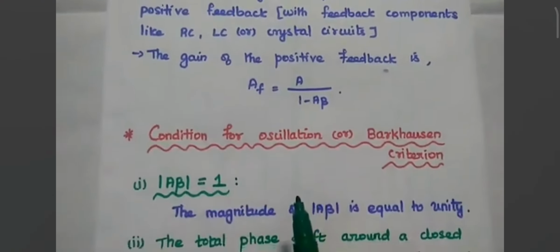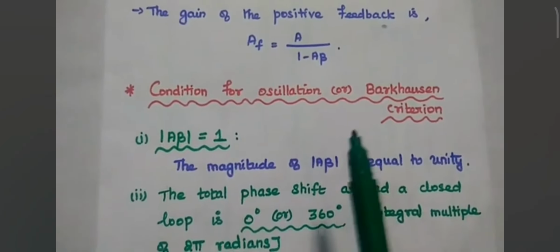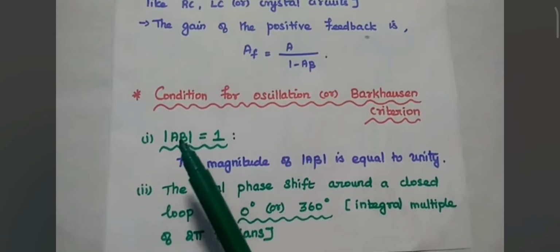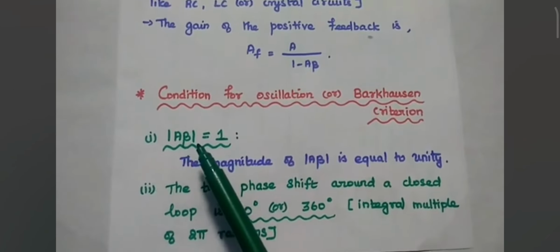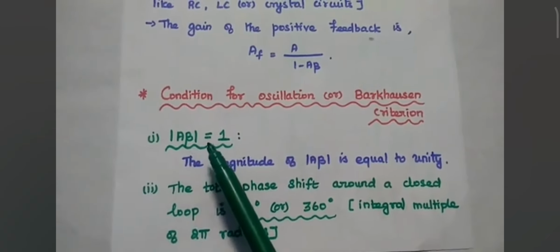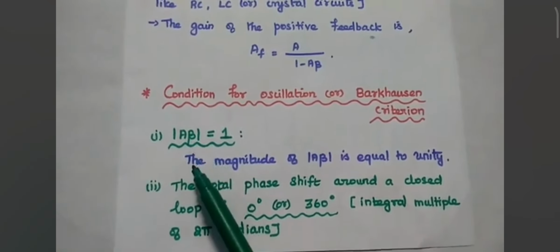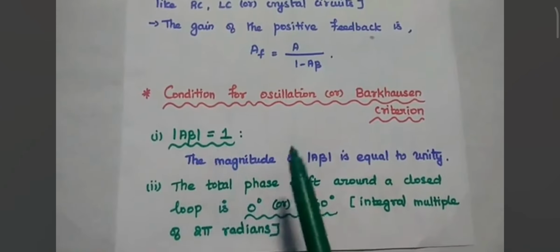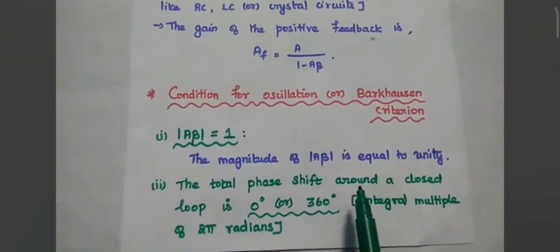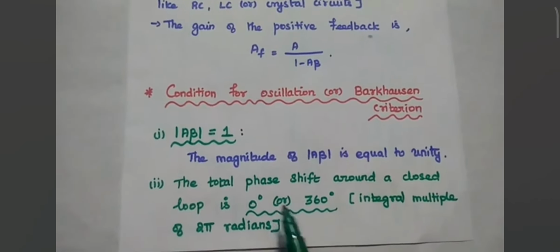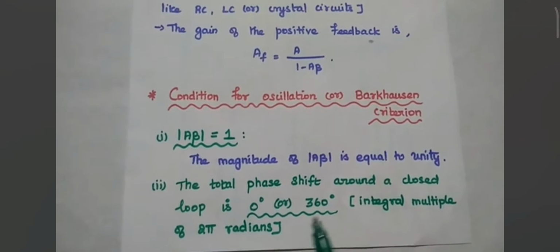So the next one is condition for oscillation or Barkhausen criterion. This is very important. There are two conditions. The first one is the magnitude of A beta is equal to 1. Here A beta is nothing but the loop gain of the system. Loop gain means the product of amplifier gain and the feedback gain. So here the magnitude of A beta is equal to unity. That is the first condition. The next one is the total phase shift around a closed loop is 0 degree or 360 degree. In another term we can say integral multiple of 2 pi radians.